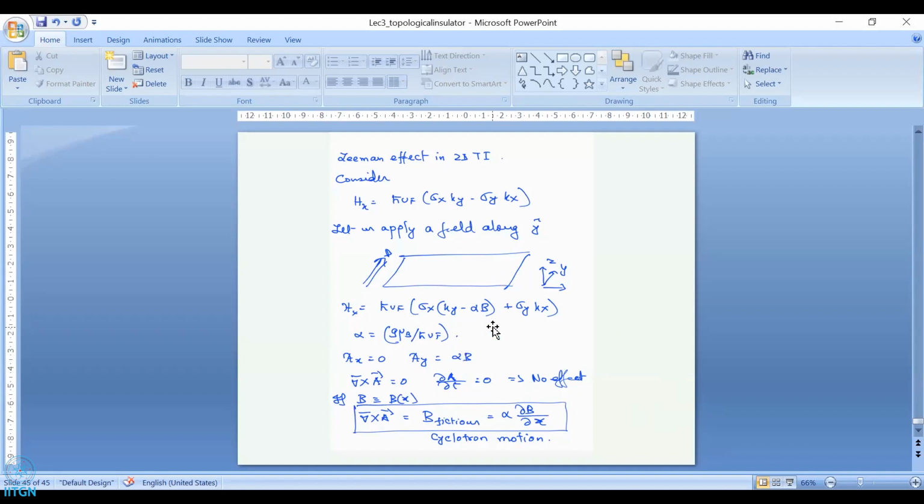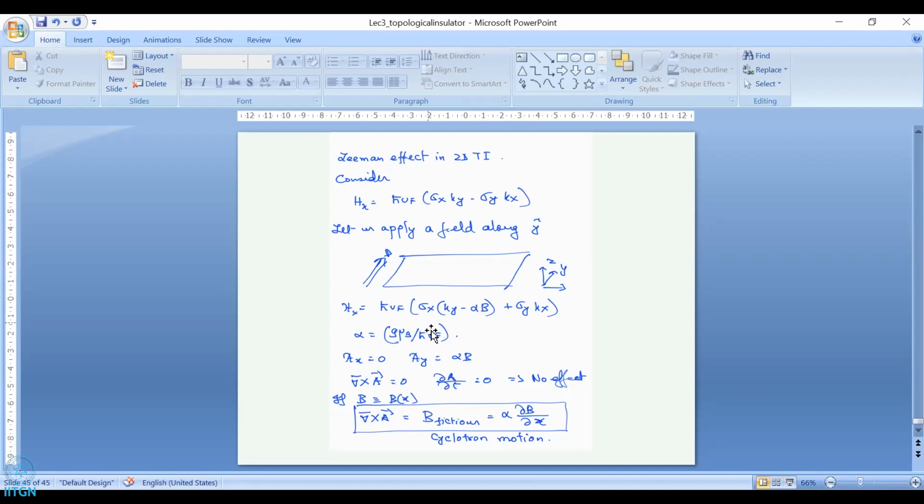Yeah. So the point is that if this B is a constant, then this alpha B term is just like a constant gauge potential. You agree, right? Yeah. So this means that it cannot have any effect on the electron, because a constant gauge doesn't really do anything to the motion of an electron. You agree to that, right? Yeah, I agree. Okay.